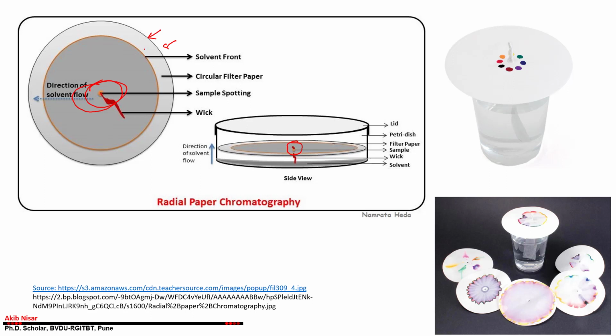you have to stop this phenomenon, so you can have a solvent front, because you are not allowed to let the mobile phase cross the edges of the paper in any case, whether in ascending type, descending type, or any type of paper chromatography. So this is your solvent front, your circular filter paper is here, and the sample spotting is here. Why is the sample spotted here? Because here you are going to start the mobile phase going through, and there is a wick. That is just for support.